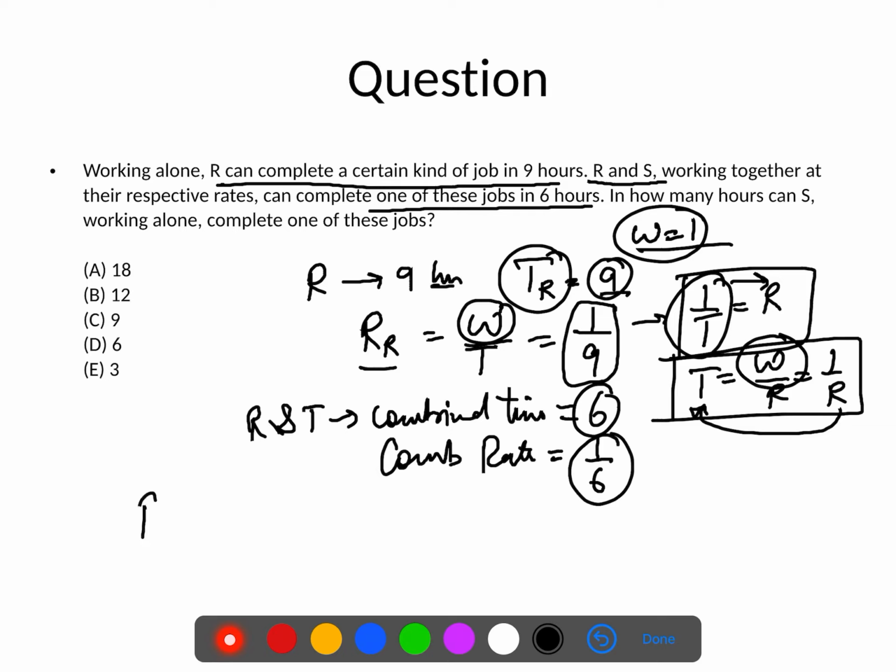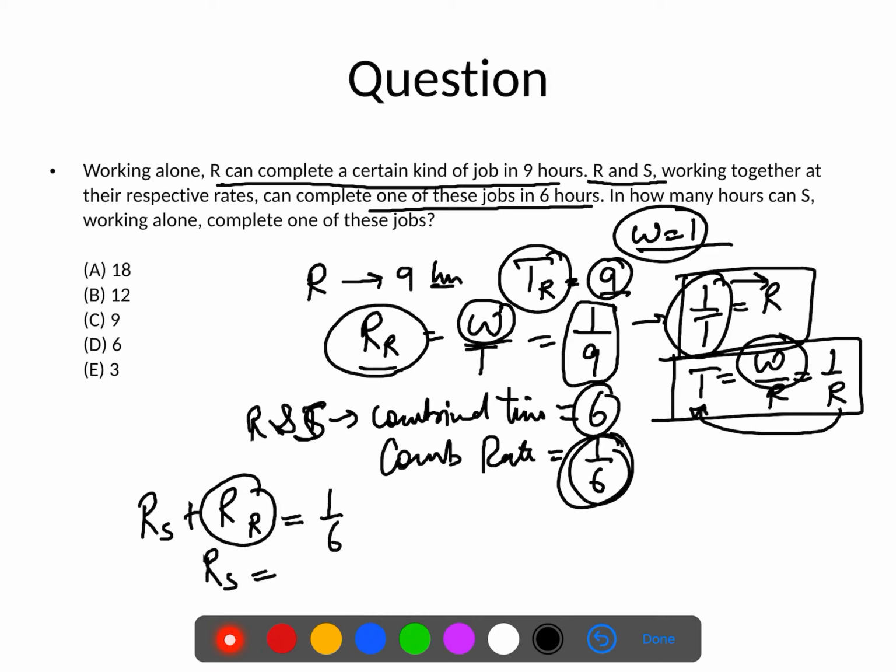So rate of S plus rate of R, the combined rate, is 1 over 6. Rate of R is 1 over 9. So rate of S would be combined rate minus rate of R. We just need to calculate this. So this will be 3 minus 2, 1 over 18. This is the rate.